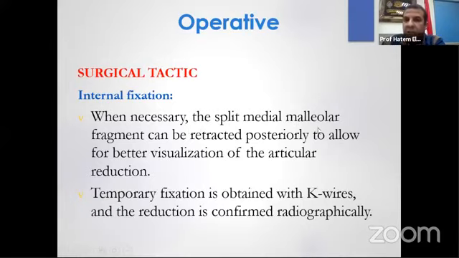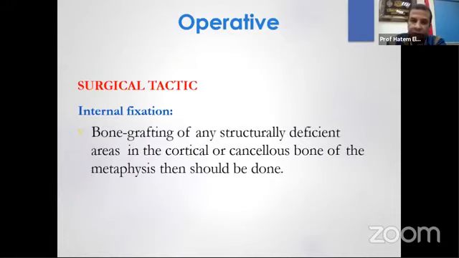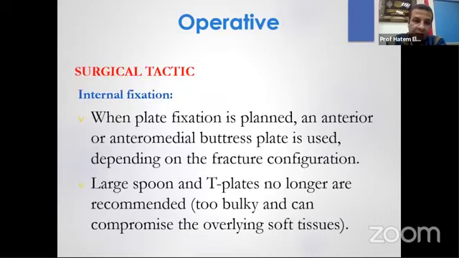When necessary, the split medial malleolar fragment can be retracted posteriorly to allow for better visualization of the articular reduction. Temporary fixation is obtained with K-wires, and the reduction is confirmed radiographically. Bone grafting of any structurally deficient areas in cortical or cancellous bone of the metaphysis should then be done. Fibular fixation, reconstruction of the articular surface, and grafting of any metaphyseal defect.